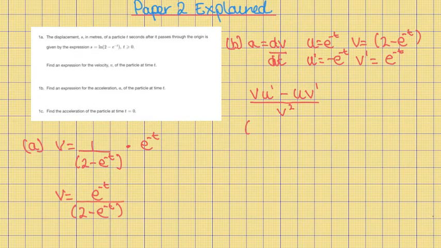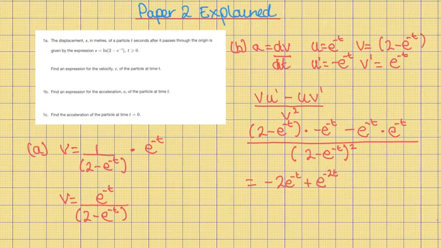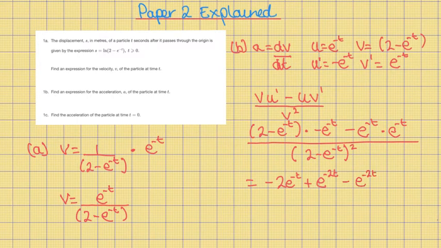which is equal to 2 minus e to the minus t times minus e to the minus t minus e to the minus t times e to the minus t all over 2 minus e to the minus t all squared, which is equal to, if we multiply out the bracket, minus 2e to the minus t plus e to the minus 2t minus e to the minus 2t all over 2 minus e to the minus t squared, which is equal to minus 2e to the minus t all over 2 minus e to the minus t all squared.